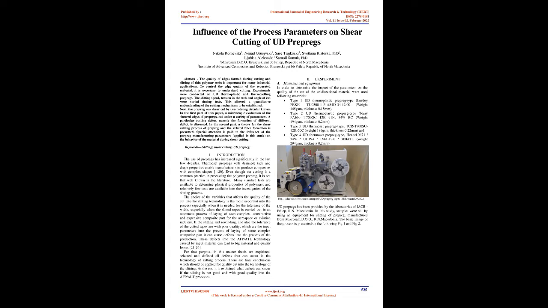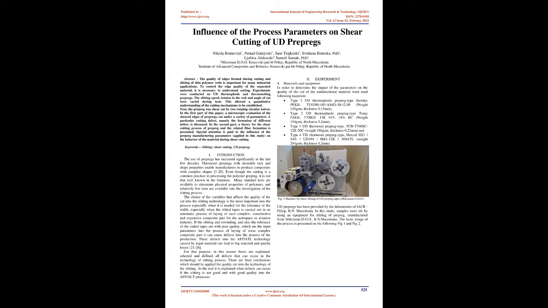Experiments were conducted on UD thermoplastic and thermosetting prepregs. The slitting speed, tension in the web and angle of cut were varied during tests. This allowed a quantitative understanding of the cutting mechanisms to be established. Next, the prepreg was shear cut by two rotating circular knives.